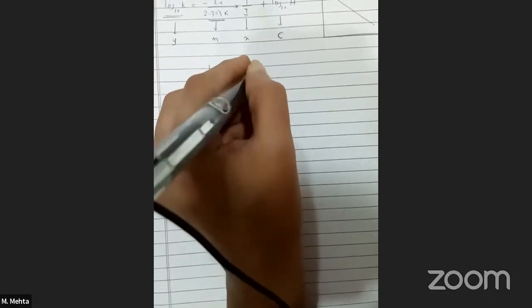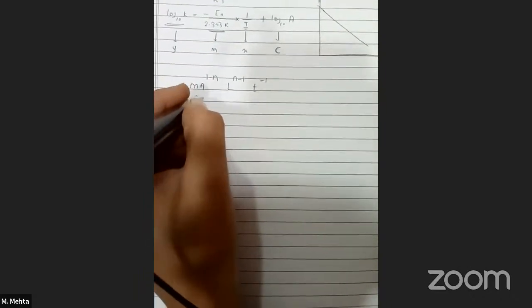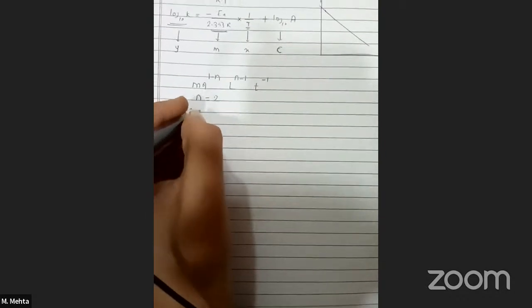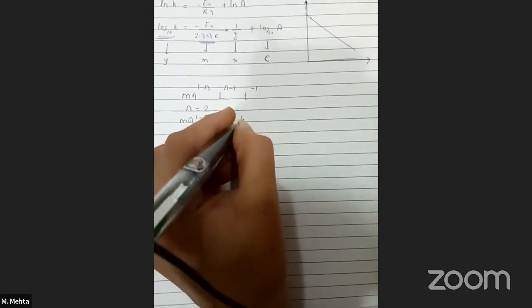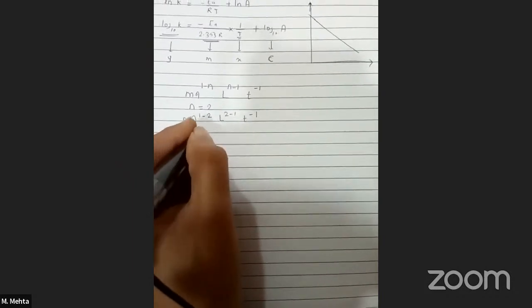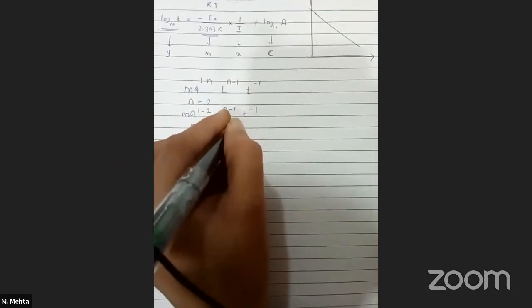So to find out the unit of a second order reaction, we have one general formula: mole raised to 1 minus n, liter raised to n minus 1, and per time. As we want a second order reaction, we can substitute small n is equal to 2. So mole 1 minus 2, liter 2 minus 1, and per time. So the unit will be per mole, liter, per time.